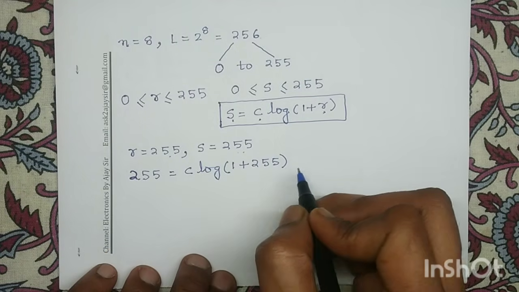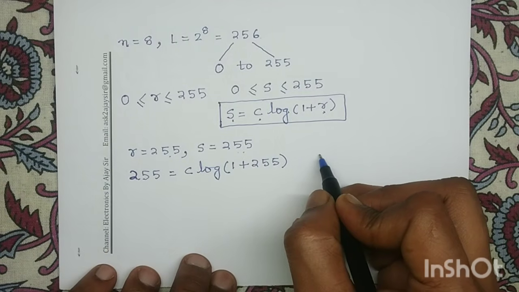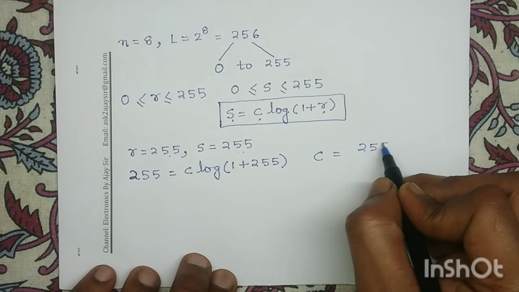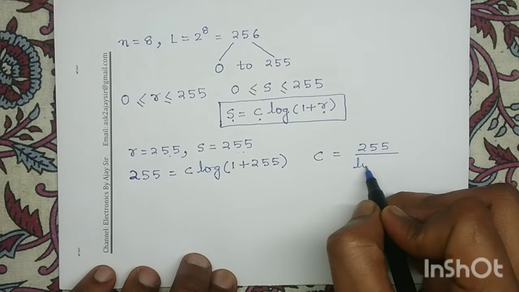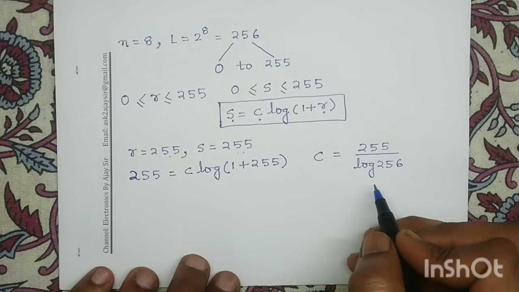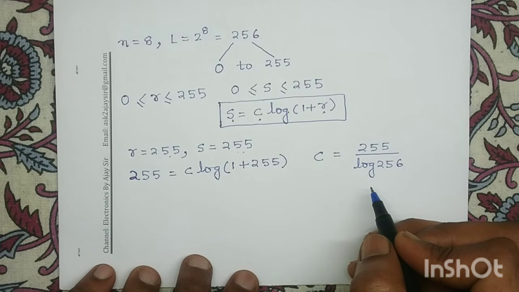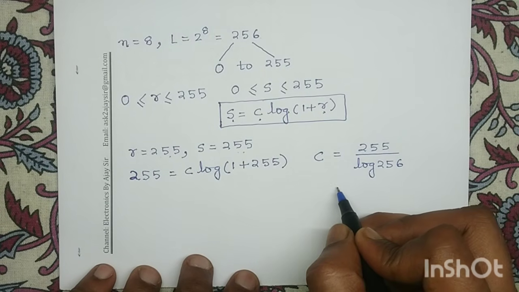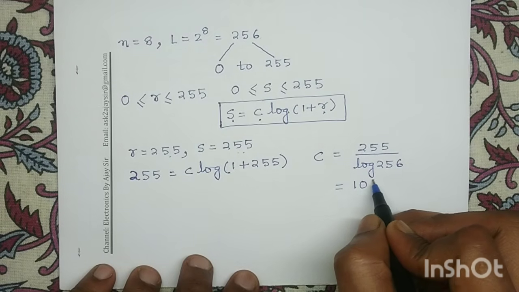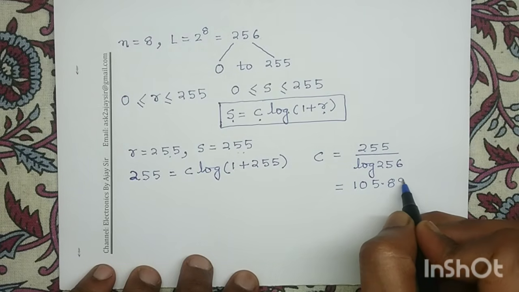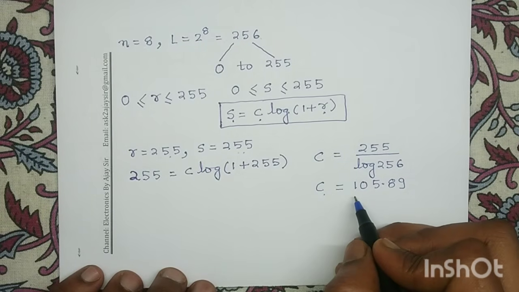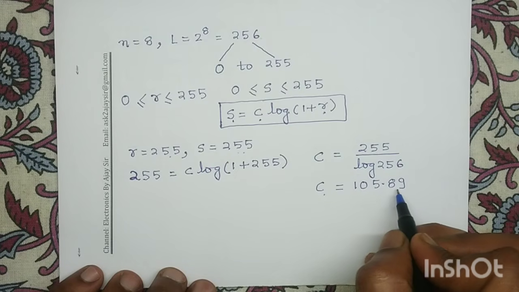If you rewrite this equation, then the equation of c becomes c equals 255 divided by log 256. If you simplify this expression, we will get 105.886. If you round this number up to 2 decimal places, it becomes 105.89. So we have determined the value of c. For an 8-bit digital input image, it is 105.89.